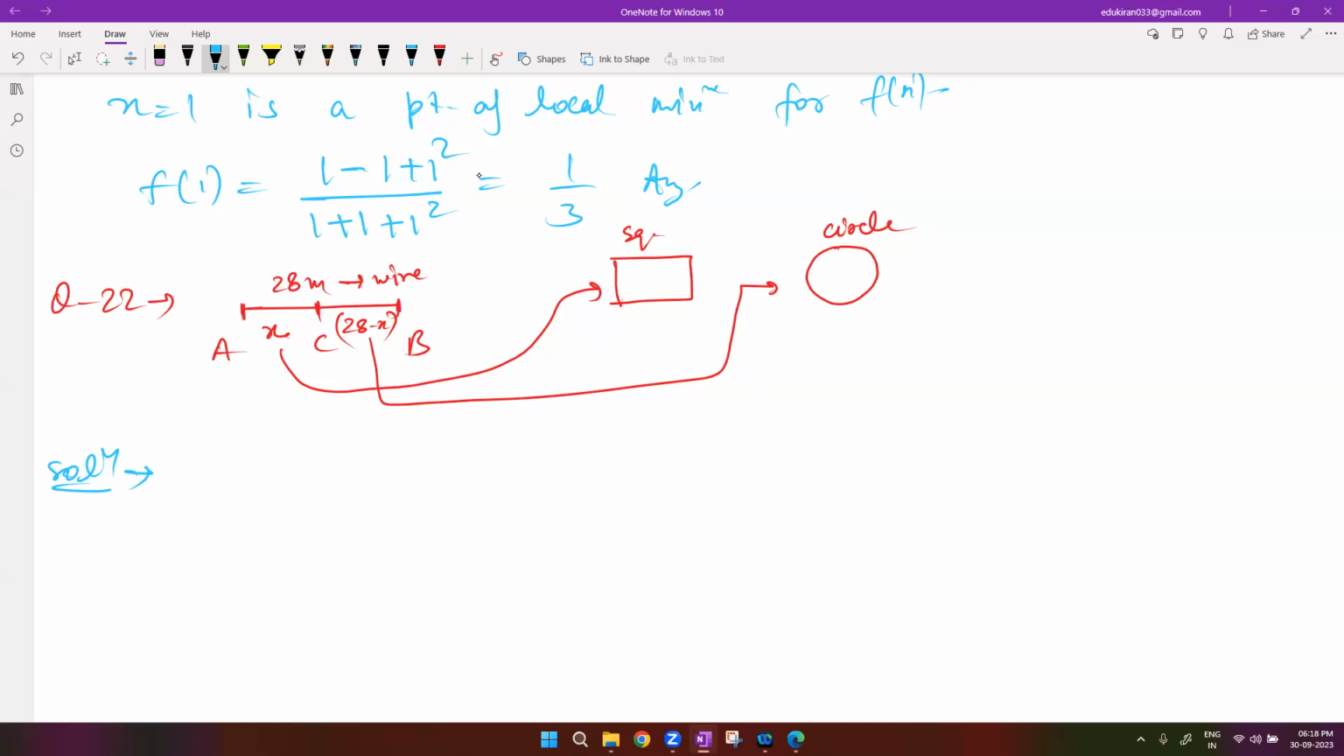Now, the next very important piece of information is that this X is the perimeter of the square, because you have used this whole X to make the square. Right? So if the perimeter of the square is X, can we know the side of the square? Can you tell me the side of the square? What will be the side of the square?